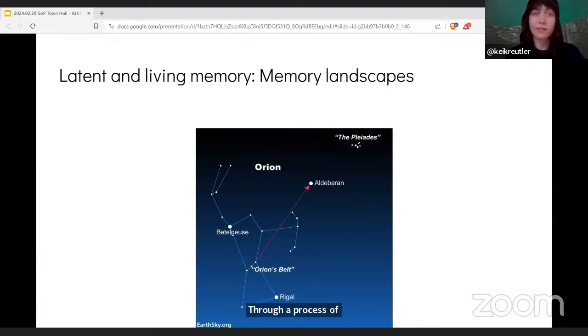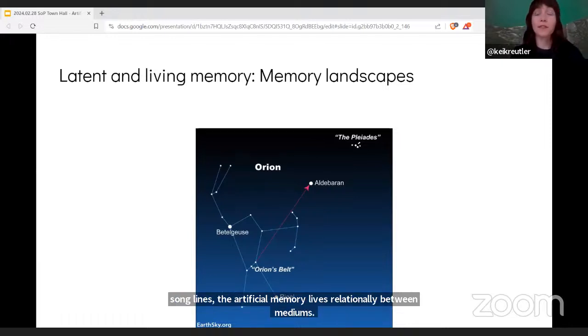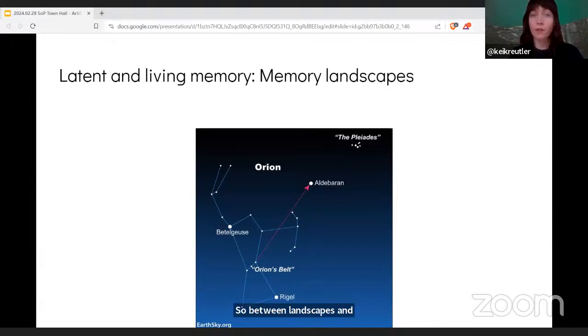So in this context, the landscape or the night sky doesn't represent societal knowledge so much as it produces living memory through a relationship with its inhabitants. This stands in stark contrast to the memory as data metaphor, which tends to imply that knowledge exists relatively self-contained within its storage format. Whereas in songlines, the artificial memory lives relationally between mediums, so between landscapes and their inhabitants, rather than within a medium like discrete data alone.